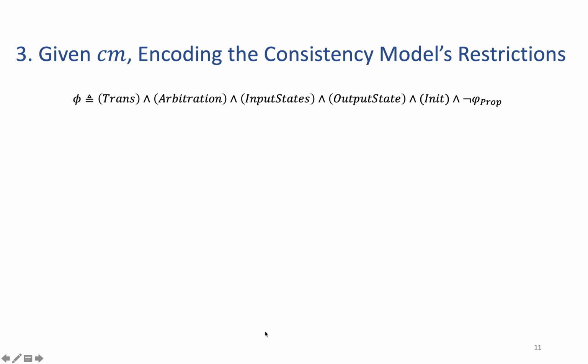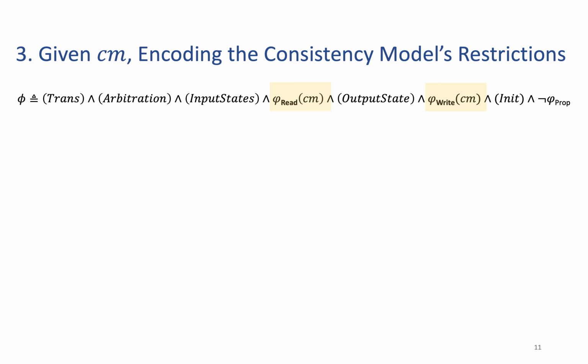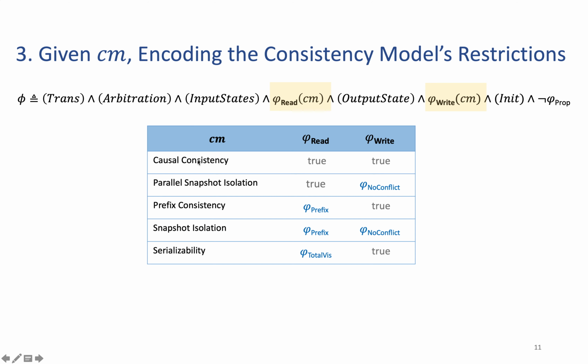For this, we have additional restrictions on the resulting executions. So this was the formula which allowed us to tie together symbolic snapshots in some arbitrary ways. Now we'll restrict what can be the input states of the transactions and what can be the output states of the transactions, what can they write, by adding two additional formulas. For different consistency models, we allow different sets of anomalous behaviors, and hence this phi read and phi write vary for these models.